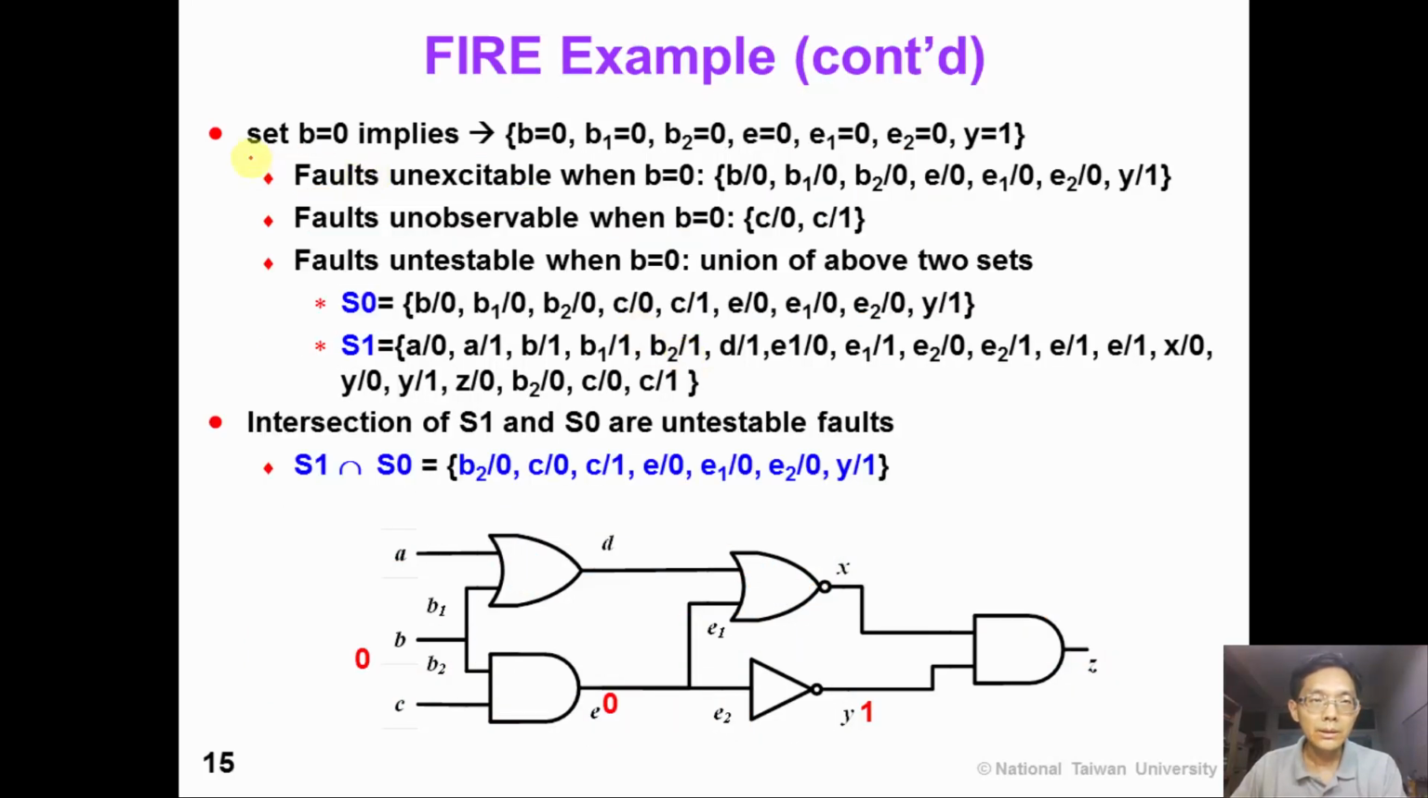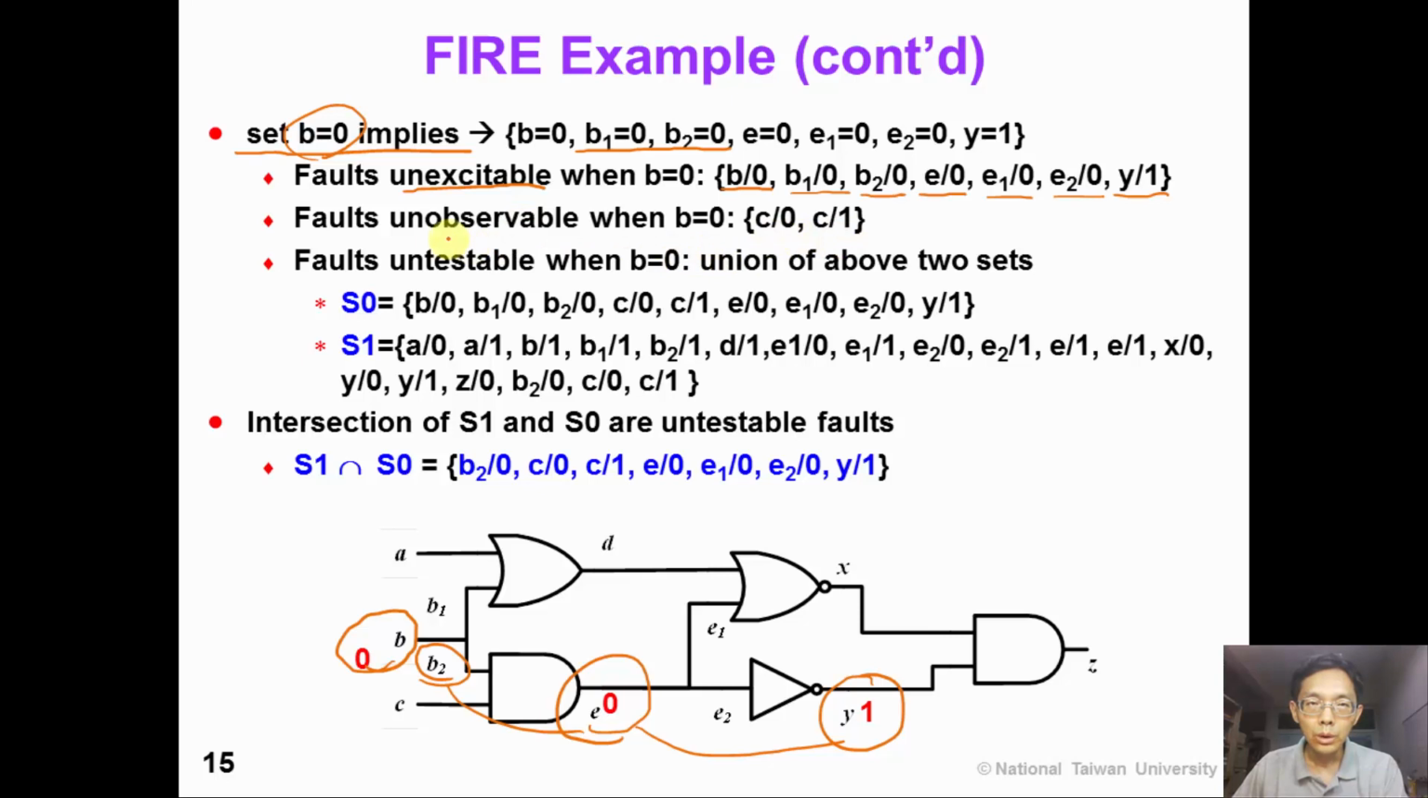Now let's set the same signal B to 0, which implies B1 and B2 are both 0, and E is 0, Y is 1. So B stuck-at-0, B1 stuck-at-0, B2 stuck-at-0, E stuck-at-0, E1 stuck-at-0, E2 stuck-at-0, and Y stuck-at-1. Those faults are unexcitable when B is 0.